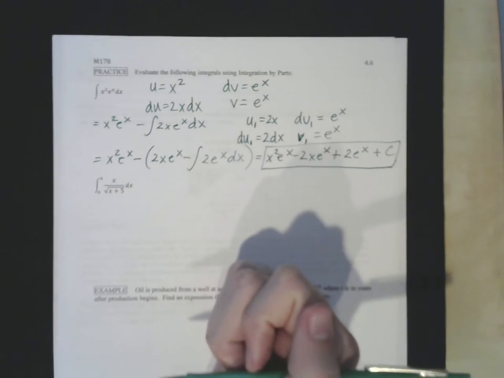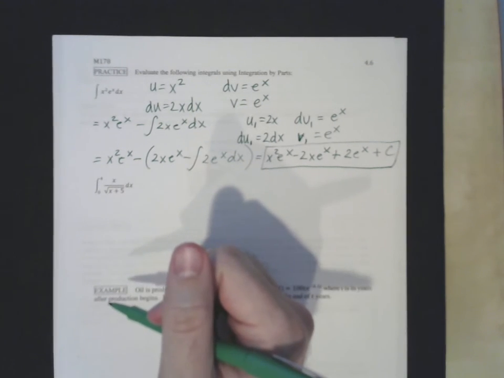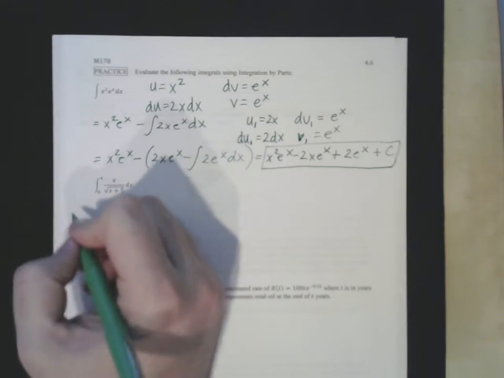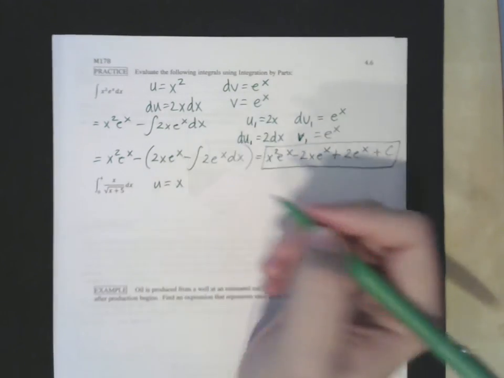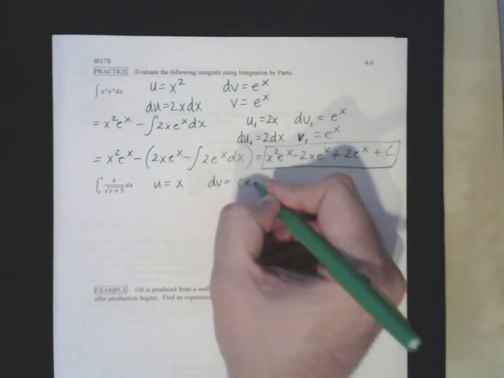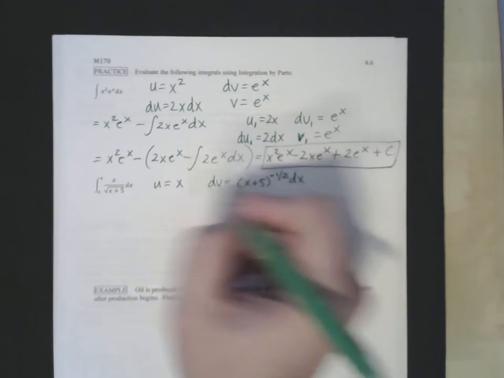So here we have a definite integral. Again, just like with substitution, these techniques are not unique to indefinite integrals. So I'm going to pick u to equal x because it's easy to take the derivative of. That means dv is going to be (x + 5)^(-1/2) dx.